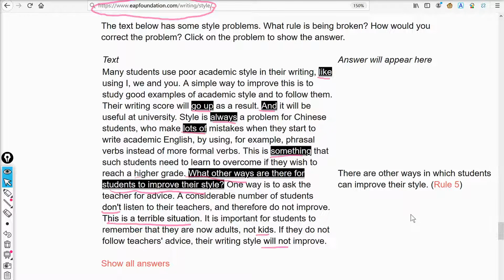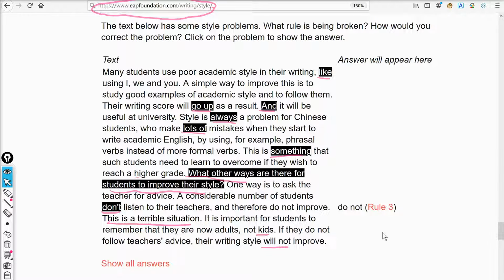So here's the next problem. Don't. This is rule 3. Remember to use the full form of verbs. Do not. So here's the next problem. This is rule 6. Avoid personal pronouns and phrases which show your feeling. So here we can just delete this sentence. So here's the next problem. Rule 1 again. Kids is rather informal. The word children is more formal.